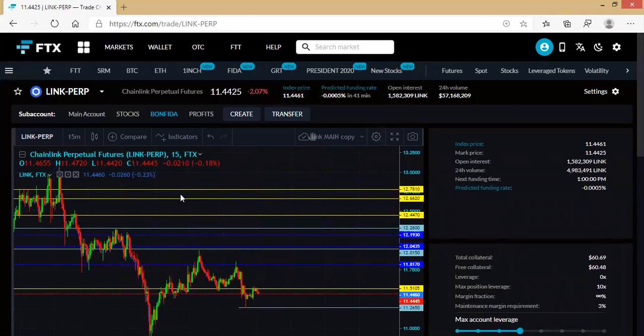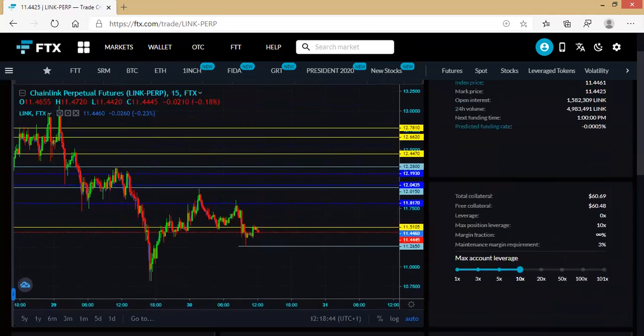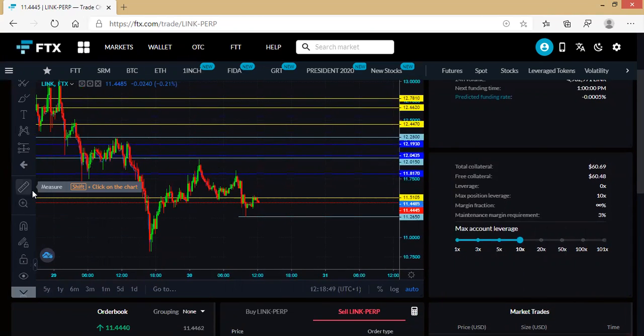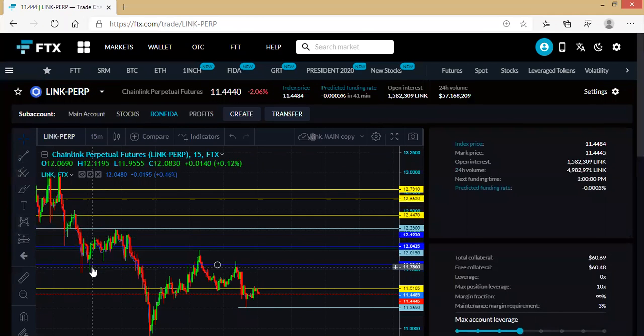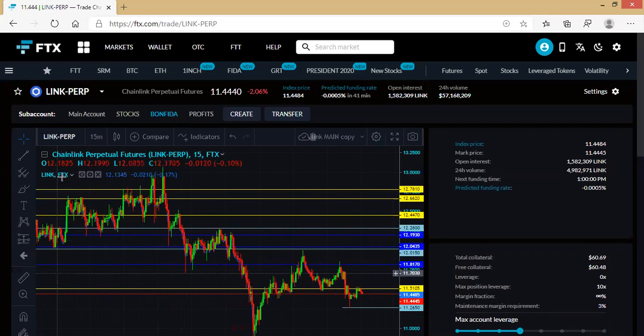And then also remember that you don't need to go anywhere to do your analysis. You don't need to go to TradingView. Everything is already integrated. Just toggle on this place, all the charting tools will come up, so you can just start your analysis. That's one other advantage FTX has. Everything, you can just do it on the same platform. You don't need to switch to any place.